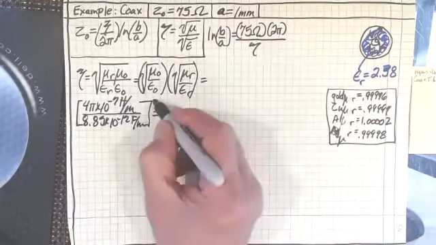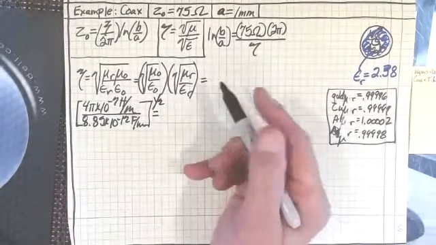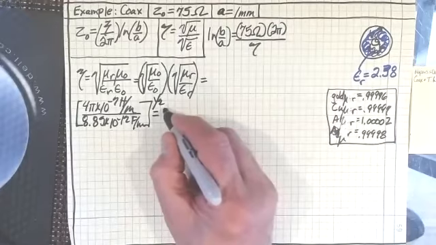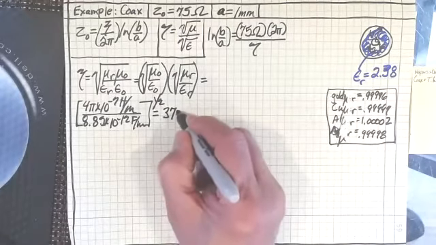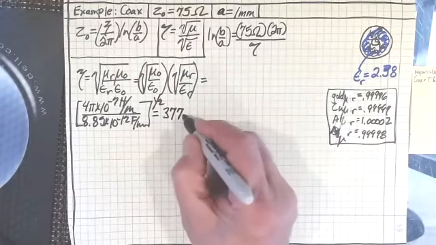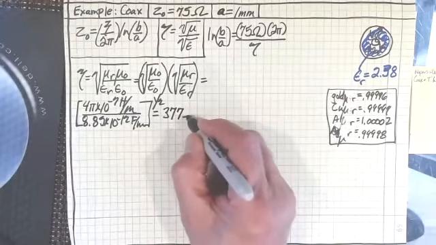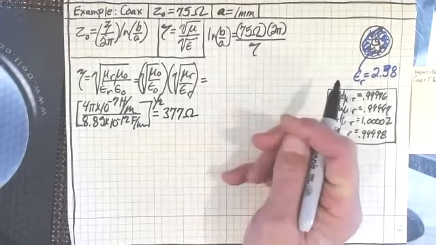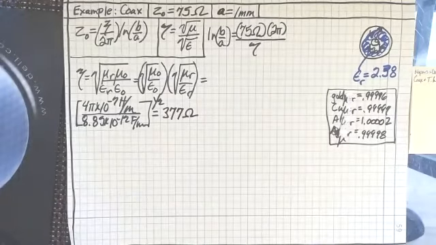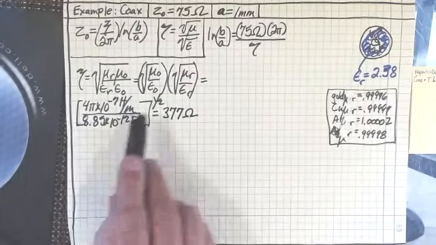So, and then of course taken to the square root. And I think if everybody works that through, they're going to see that that comes out to 377, or 376.9, I think it is, ohms. Right? Does everyone see that? That's what that part is. Now, how about this part?